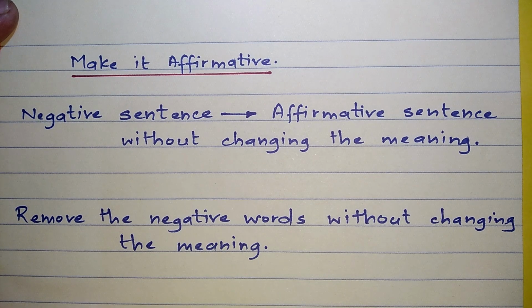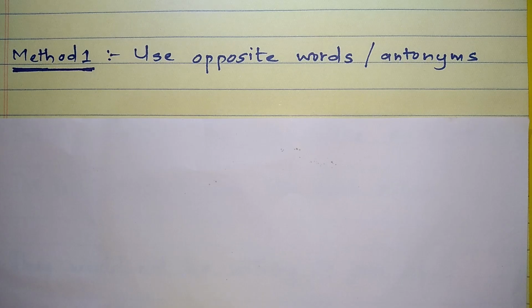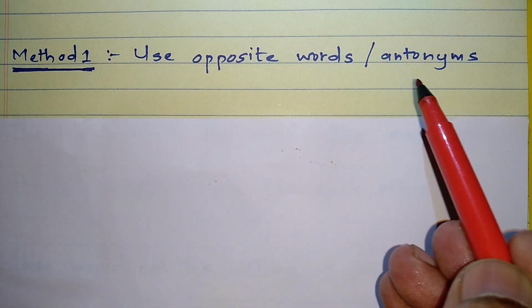There are many methods to make a sentence affirmative. We will see 5 such very common methods to make a sentence affirmative. वैसे तो बहुत सारे methods हैं एक sentence को affirmative convert करने में, लेकिन हम 5 ऐसे बहुत ही common methods देखेंगे. Now we'll see the first method, that is use opposite words or antonyms.